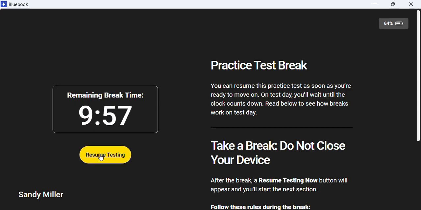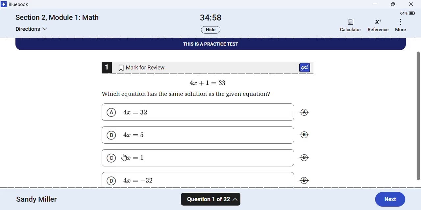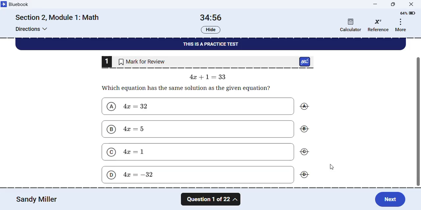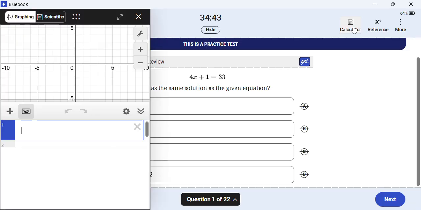Okay, so here we go, resume testing, and it brings us to our first math problem. They give you an equation. They say which equation has the same solution. Remember, important: first thing you want to do on this test, calculator.